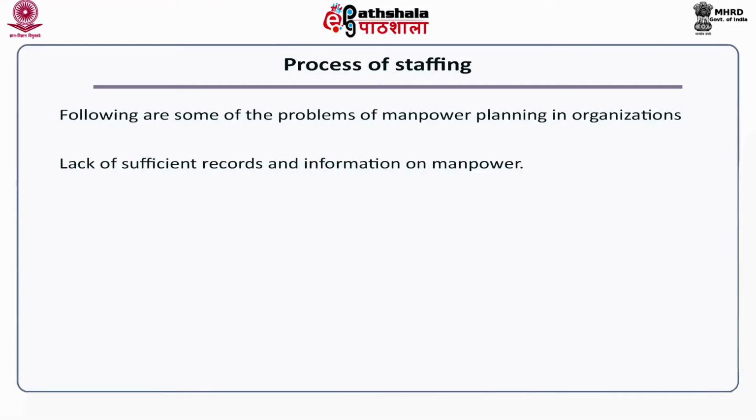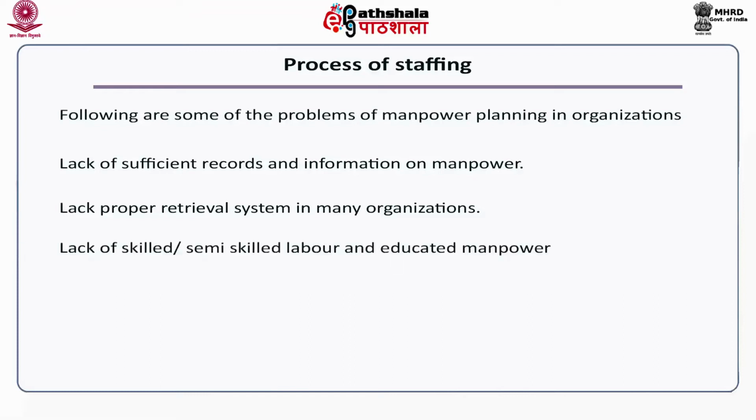First, lack of sufficient records and information on manpower. Second is lack of a proper retrieval system in many organizations. Third is lack of skilled, semi-skilled labor or educated manpower. Fourth, underutilization of manpower. Absenteeism is also emerging and rising in the organization as one of the biggest problems.